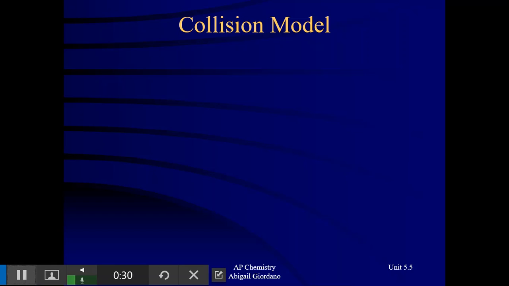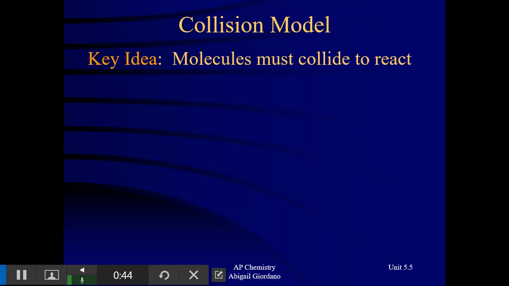So the collision model, guys, describes how reactions physically occur. And that word collision is key here. The key idea is that in order for a reaction to occur, the reactant molecules must actually physically collide with one another. It's actually quite violent. It's not enough for two reactant molecules to simply make contact. They must crash into one another.